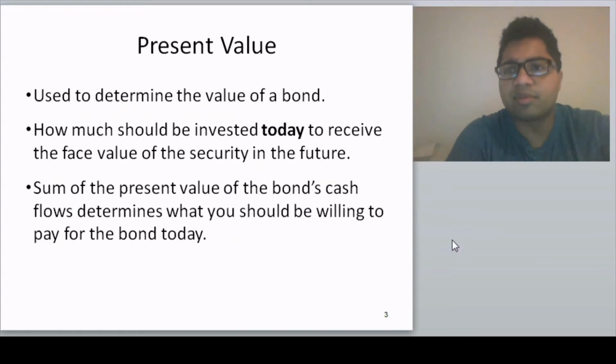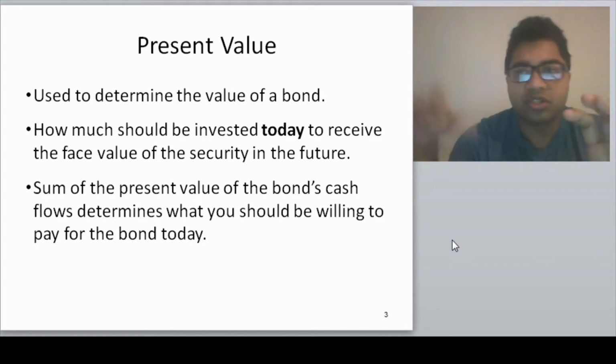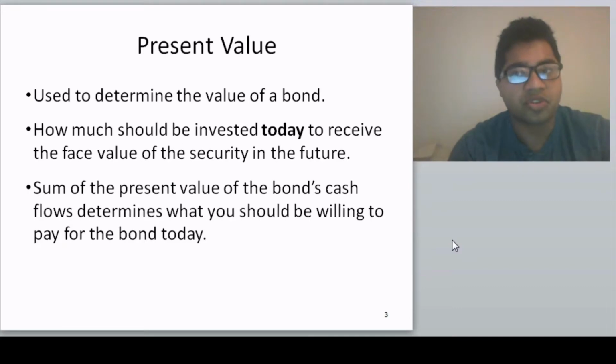So a little bit of time value of money. The bond price that you pay is always the present value of future coupons and the maturity value. So it has two components: the present value of future coupons and the present value of the maturity amount. So what is present value?